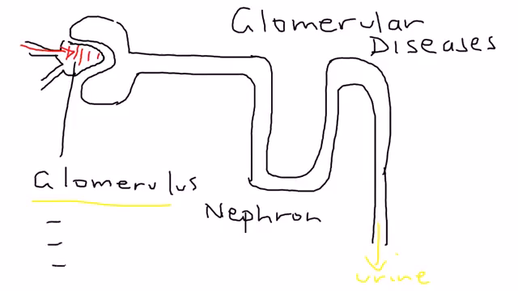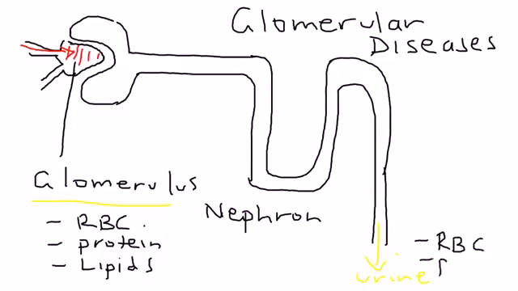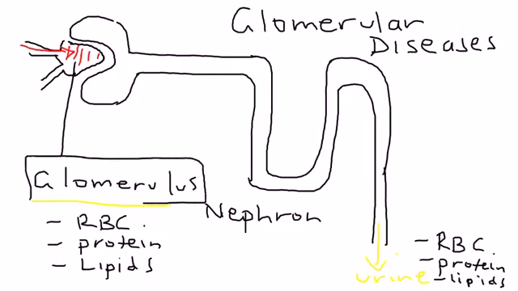And which large molecules are those? Well, you have red blood cells, protein, and lipids. So these are not supposed to be in your urine. So if they show up, like for example, if you have blood in your urine, red blood cells, or protein in your urine, or lipids in your urine, then that means there's a problem at this level here, because large molecules normally don't filter through into the nephron.